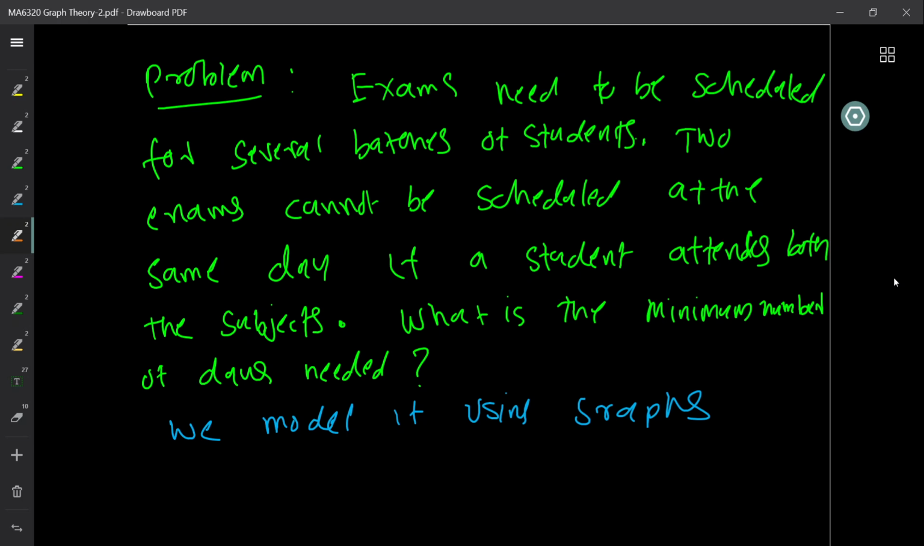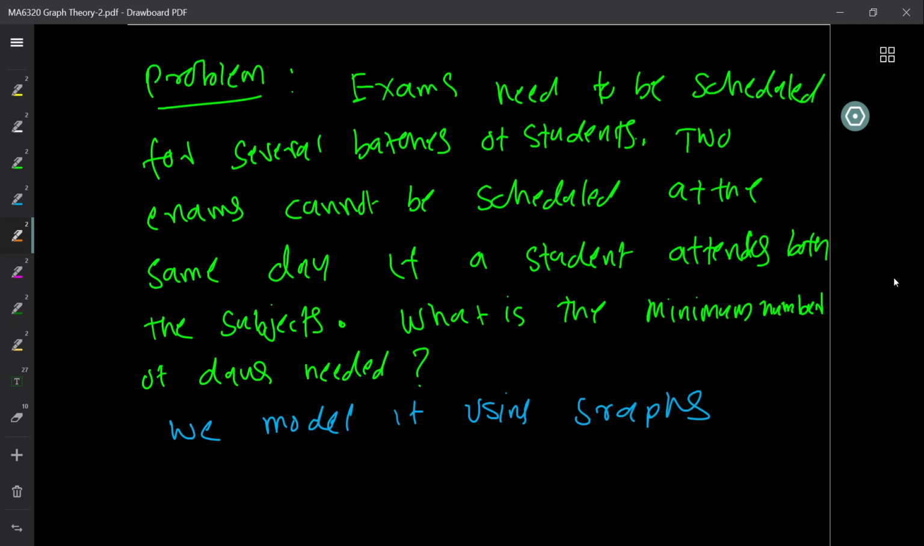So the next question is that you have a few exams that need to be scheduled for several courses. When a student is taking several subjects, you cannot schedule two subjects on the same day if the same student is appearing for both. So now the question is what is the minimum number of days that you need to allocate for the exams, if we don't want two exams for a student on the same day? Now, how do you do this?